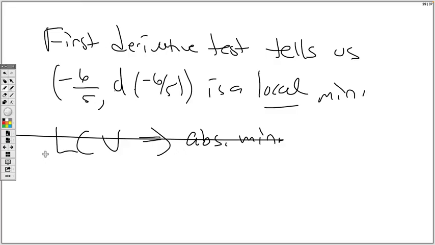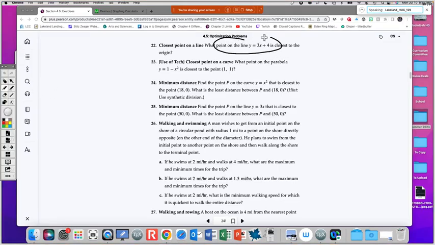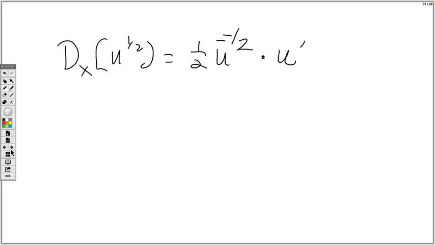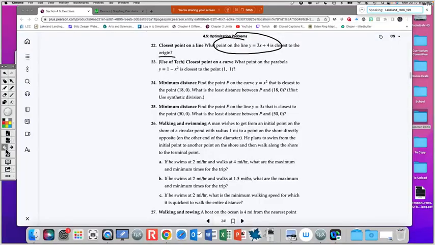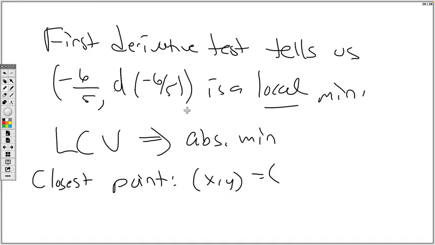Here we go. So what are they asking for in the problem? They're asking for the point on the line that's closest. So they don't care what the actual distance is, they just want the closest point. Okay. So the closest point is an x comma y. The x we know is negative 6/5. How do we figure out what the y is?